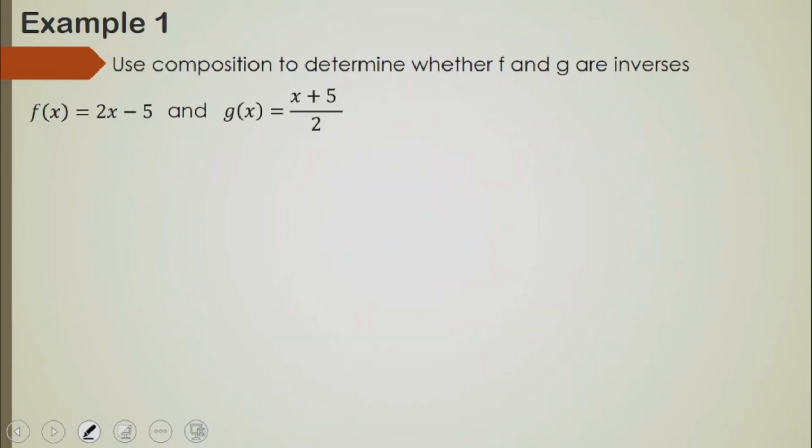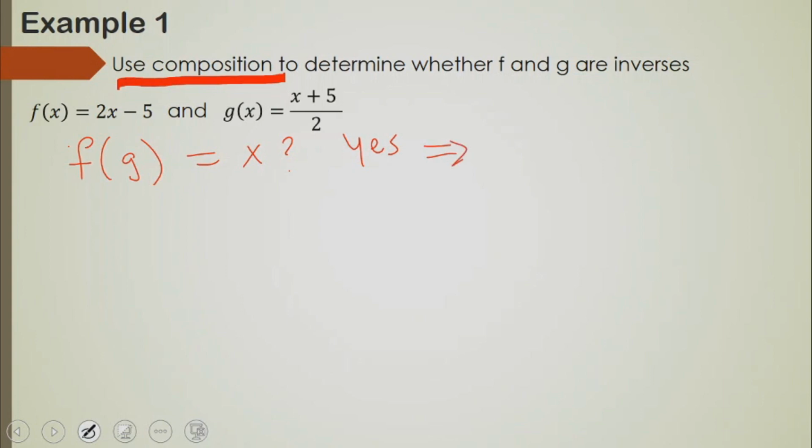So this question says we should use composition to show whether f and g, given to us in this question, are inverses. The key word is use composition. We want to find f of g and we want to verify, is this equal to x? If it is yes, then that means they are inverses. If it is no, then that means they are not inverses. So let's do the function composition.